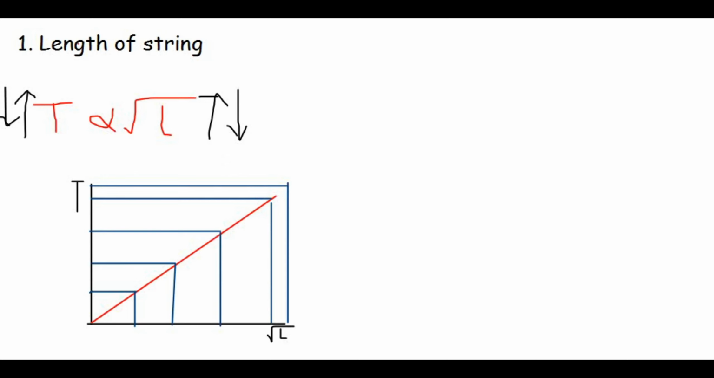Similarly, if you square both sides of this expression, you have something like this: T squared directly proportional to L. And I can plot the same graph. This time I'll have T squared on the y-axis and L on the x-axis, and basically the graph will still be the same.